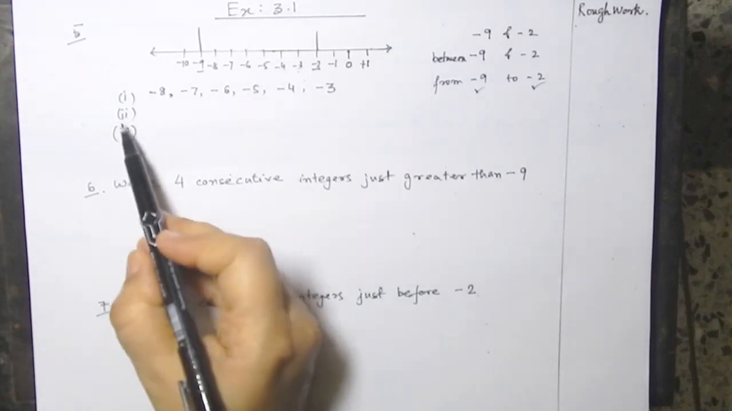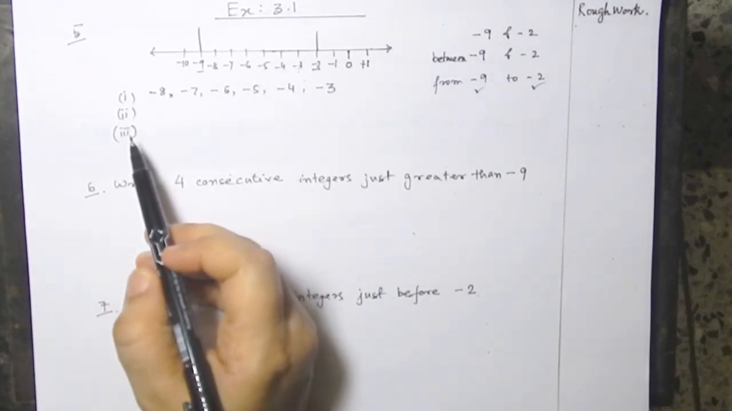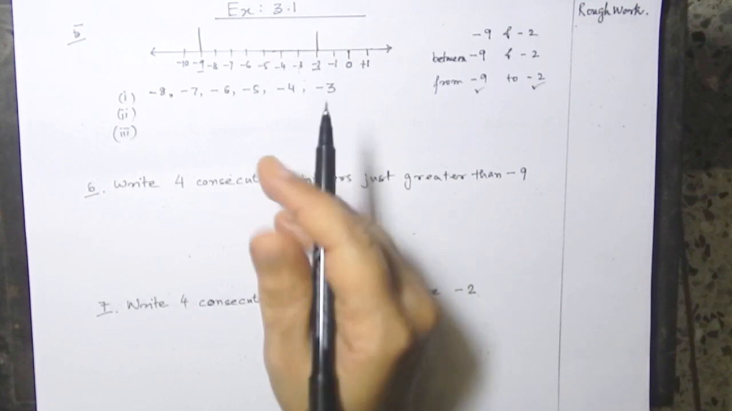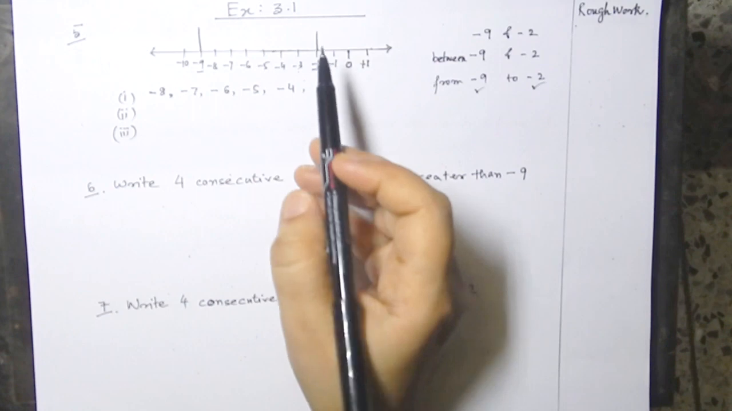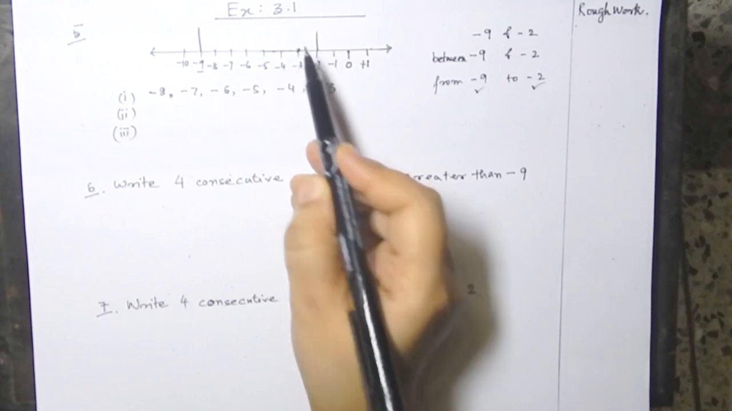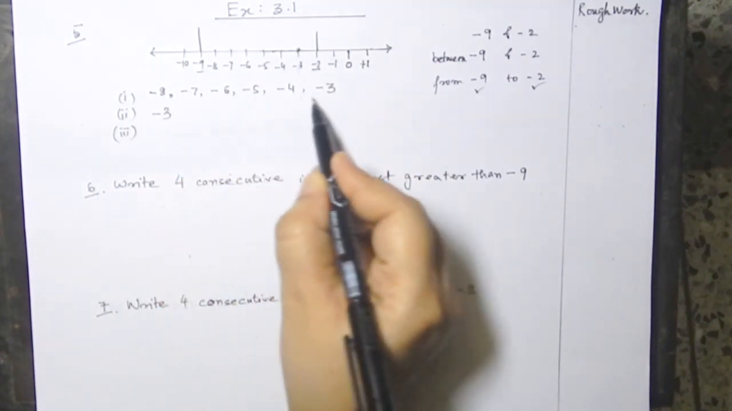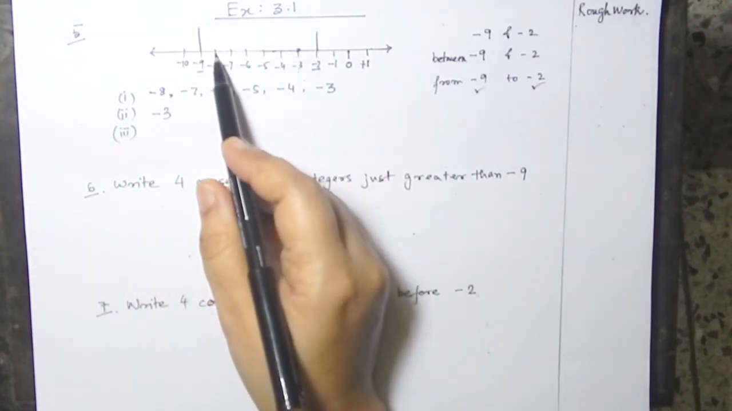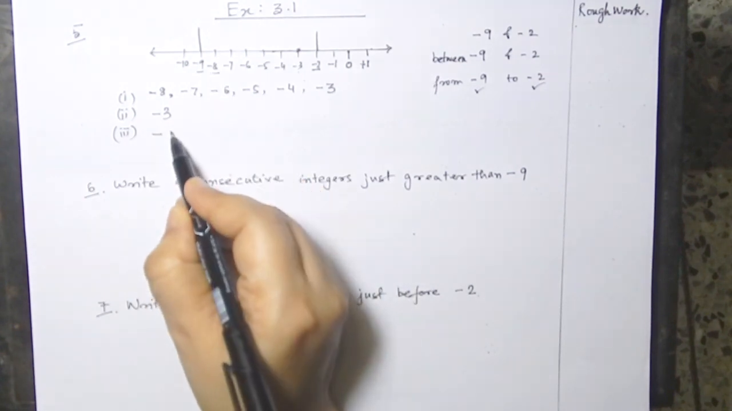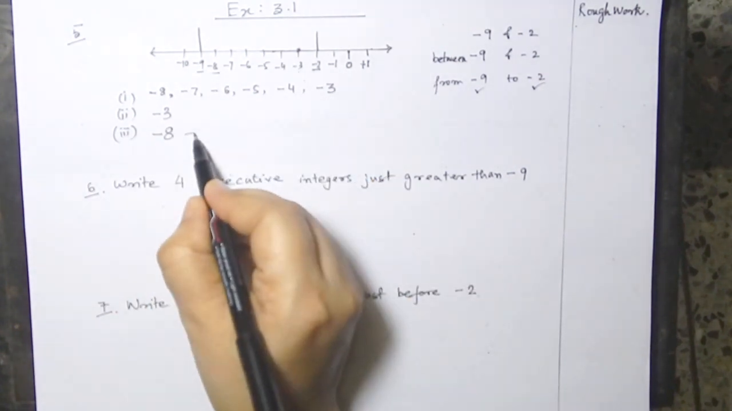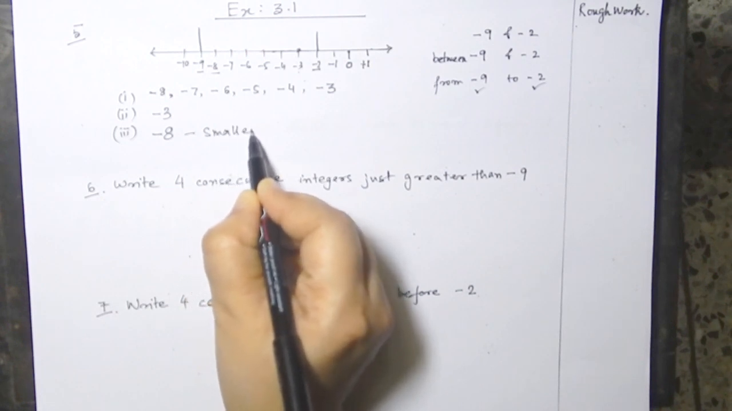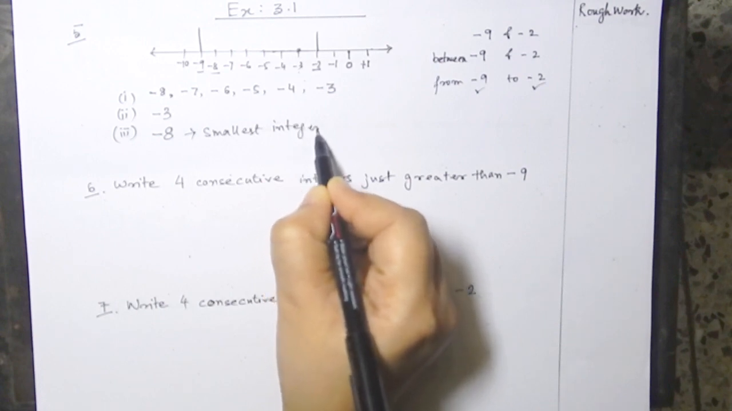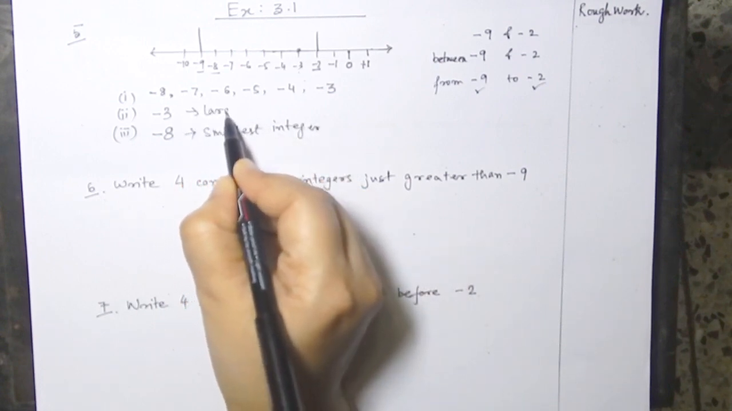Let's come to 5 sub part 2. Which is the largest among them? Obviously the number which is on the rightmost will be the largest. So which is the rightmost? -3. So -3 is the largest among these. And which is the smallest? Obviously the one on the leftmost, which is -8. So -8 is the smallest integer, and this is the largest integer.